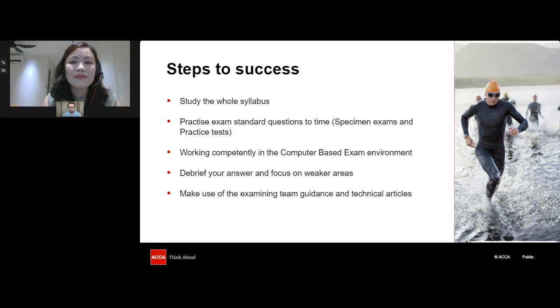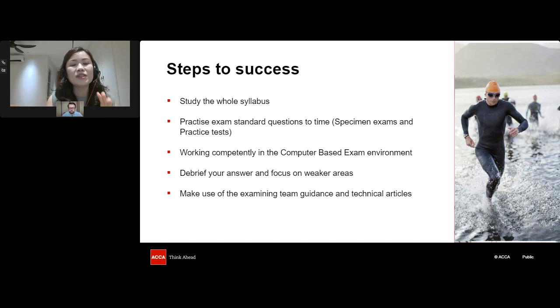Now, I understand that learning every single topic in the syllabus is not easy. But bearing in mind, I always find it's important to summarize all the key points, no matter where I teach. So let's have a look at the steps to success and what we should do in order to pass the exam. Now, studying the whole syllabus is always important, but I understand that students will have these questions in mind, especially the part-time students.